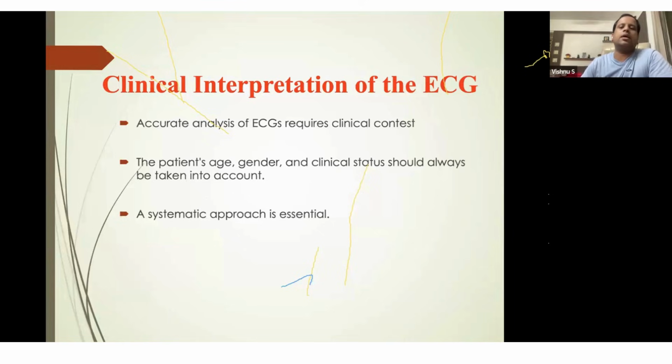Clinical interpretation. Usually, this ECG we take for assessing the cardiac status. But all the findings, നമ്മൾ ECG എന്ത് ഫൈൻഡിങ് ആണ് കാണുന്നത്, അത് ക്ലിനിക്കൽ കോണ്ടെക്സ്റ്റിൽ നമ്മൾ ഇന്റർപ്രെറ്റ് ചെയ്താലേ അതിനൊരു കറക്റ്റ് ആക്യുറസി കിട്ടുകയുള്ളൂ. പിന്നെ പേഷ്യന്റിന്റെ ഏജ്, ജെൻഡർ, ക്ലിനിക്കൽ സ്റ്റാറ്റസ് അനുസരിച്ച് നോർമൽ വേരിയേഷൻസ് ഉണ്ടാകാം. അതുകൊണ്ട് ആ നോർമൽ വേരിയേഷൻ ഇന്റർപ്രെറ്റ് ചെയ്യുമ്പോൾ നമുക്ക് ഒരു ഷോർട്ട് ക്ലിനിക്കൽ ഹിസ്റ്ററിയും ഷോർട്ട് ക്ലിനിക്കൽ എക്സാമിനേഷനും വേണം. പിന്നെ ECG നമ്മൾ സിസ്റ്റമാറ്റിക്കലി റീഡ് ചെയ്യണം.